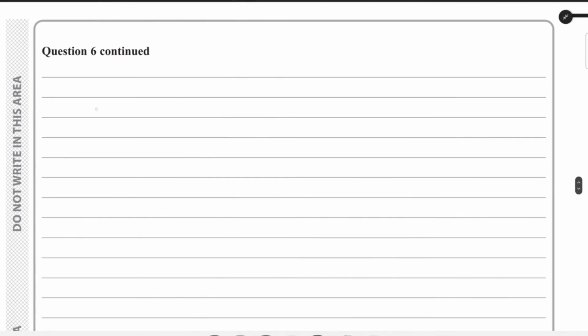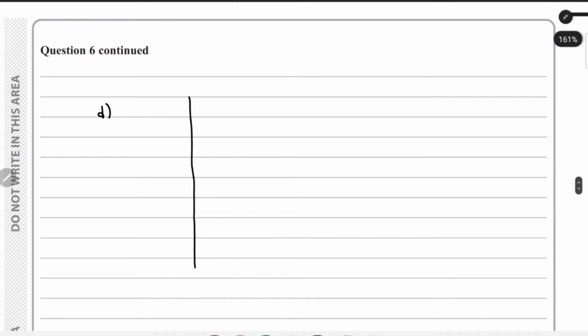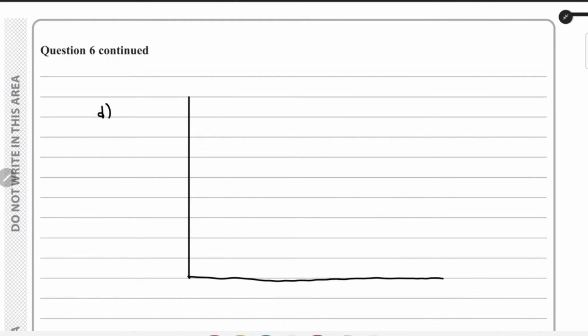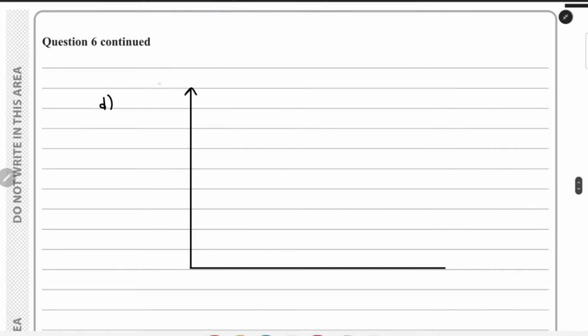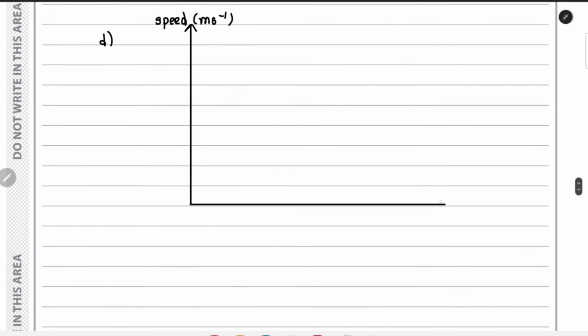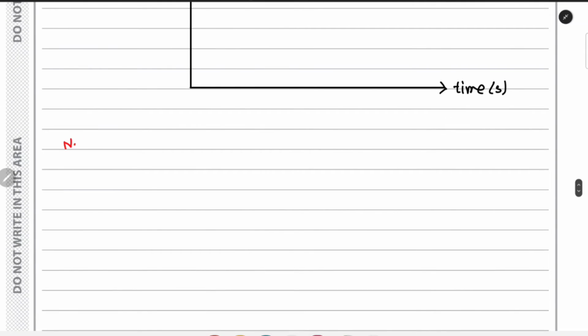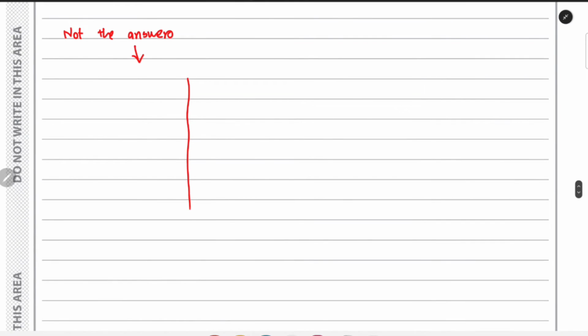And for part D, we have to sketch a speed time graph. You have to keep in mind that this is not a velocity time graph, this is a speed time graph. That's important over here. If this was velocity, it would be different. So this is speed. I'll also show the velocity time graph for this so you can see the difference. So this is not the answer. The VT graph.